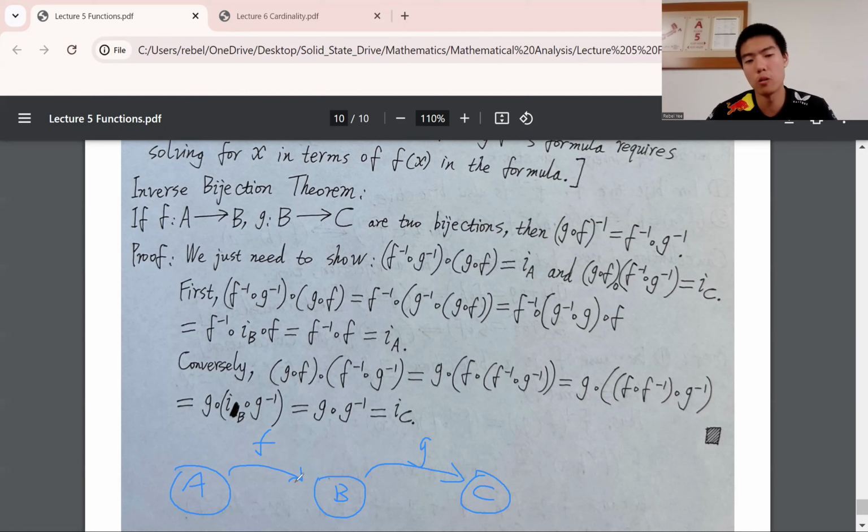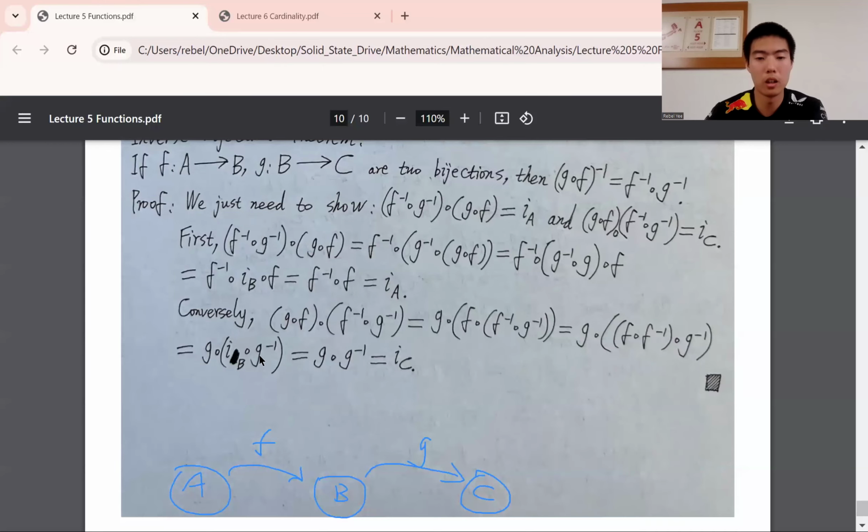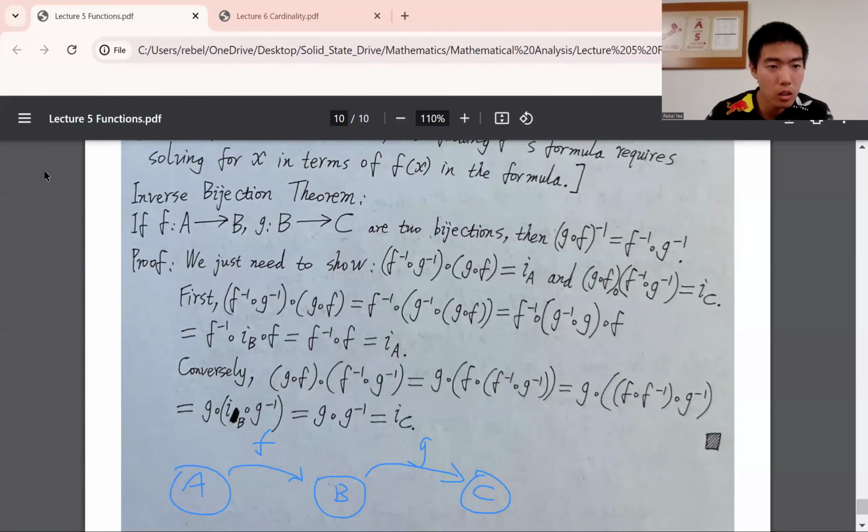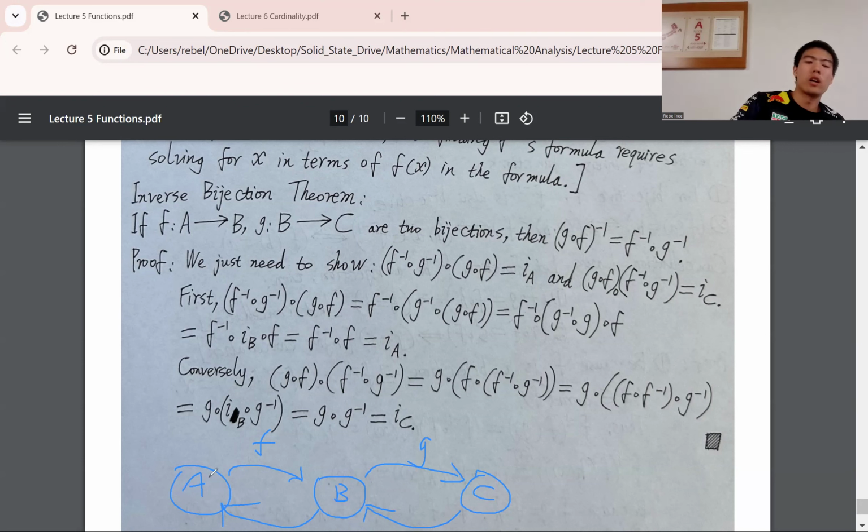Because the composition function goes from A to C, its inverse might go from C to B and then to A, right? This is because if it takes A to C, then the inverse must take C to A. So this might be our inverse. And maybe we first do G inverse and then F inverse. So this is G inverse and this is F inverse, which actually makes sense.